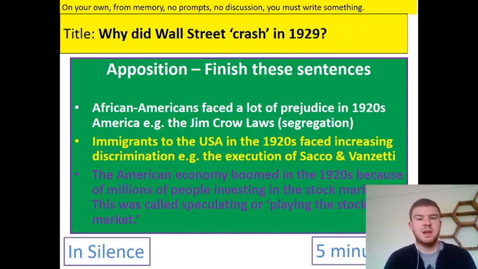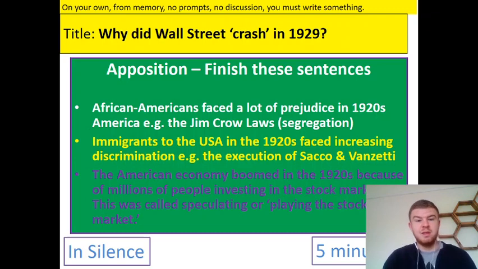Secondly, immigrants to the USA in the 1920s faced increasing discrimination. For example, the execution of Sacco and Vanzetti, the two Italian Americans who were killed for a crime they probably didn't commit. You could also talk about the fact they had to face things like a reading test, had to be able to read 40 words in English before they were allowed, or the fact that it got a lot harder. By 1924, only 150,000 migrants were coming into America.